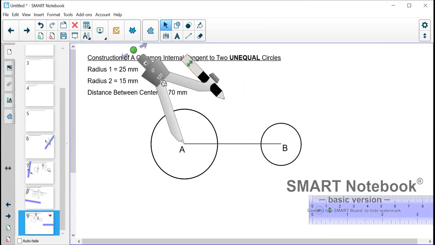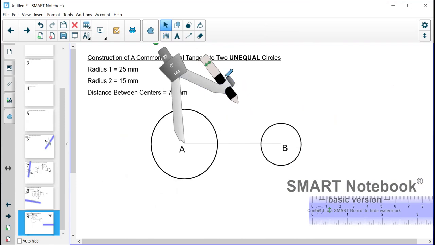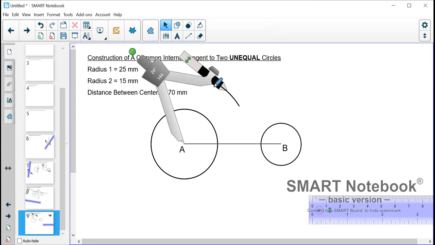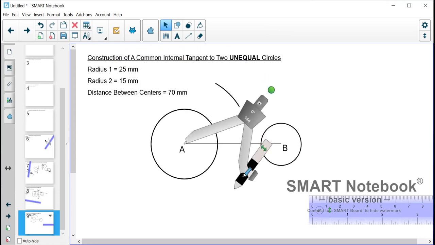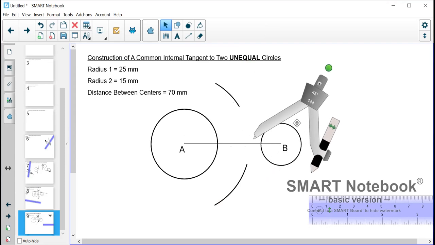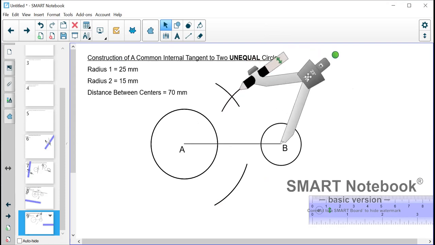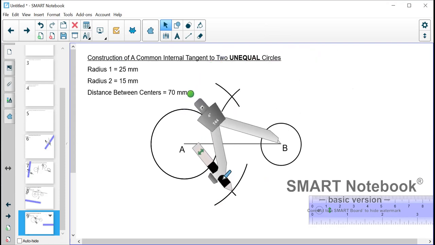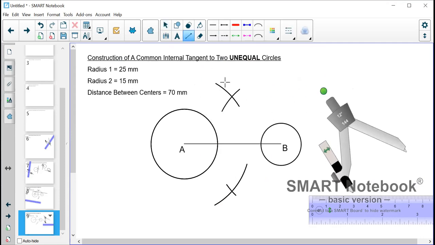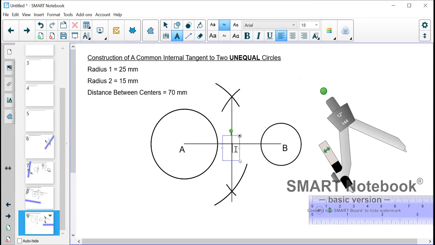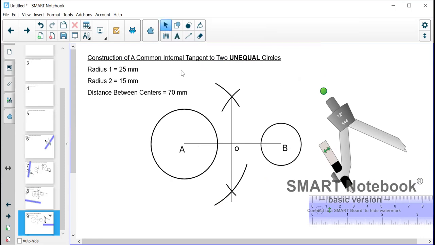Good. Now, having completed that, we need to find the center of this line as we did with the previous construction. We bisect the distance apart, right? So we bisect in order to find the center of that line. And of course, remember, we need to draw the line through the intersection, right? And that would give us center O. So you can see the steps for this construction is quite similar to that of the external tangent.